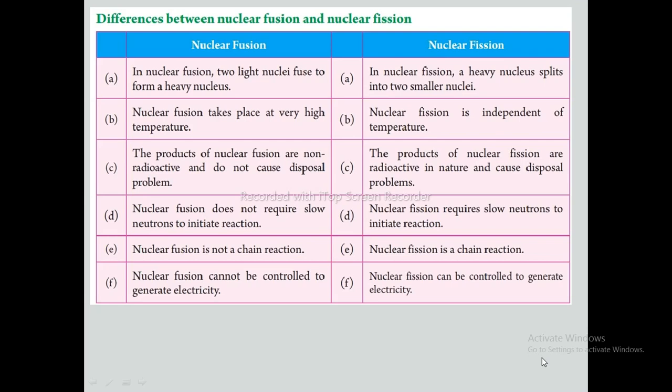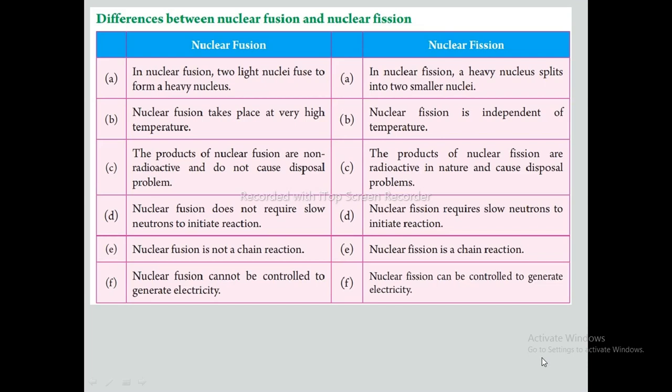Now we are going to discuss some of the differences between nuclear fusion and nuclear fission. In nuclear fusion, two light nuclei fuse to form a heavy nucleus, whereas in nuclear fission, a heavy nucleus is split into two smaller nuclei. Nuclear fusion takes place at very high temperature, whereas nuclear fission is independent of temperature. The products of nuclear fusion are non-radioactive and do not cause disposal problems, whereas the products of nuclear fission are radioactive in nature and cause disposal problems.